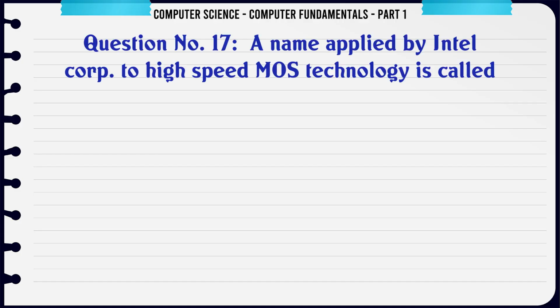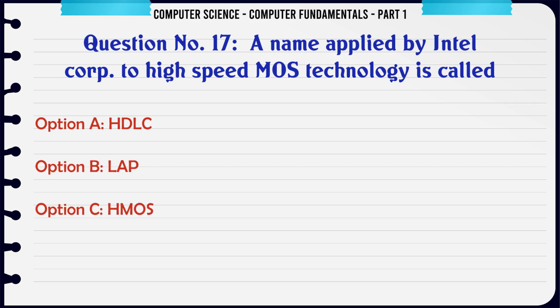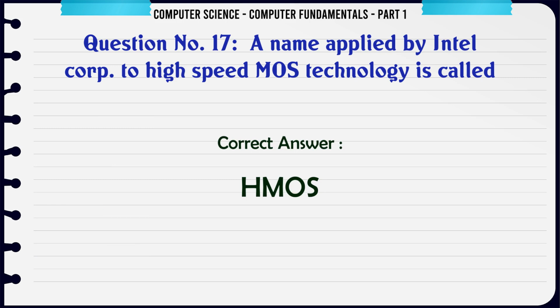A name applied by Intel Corp to high-speed MOS technology is called A. HDLC, B. LAP, C. HMOS, D. SDLC. The correct answer is HMOS.